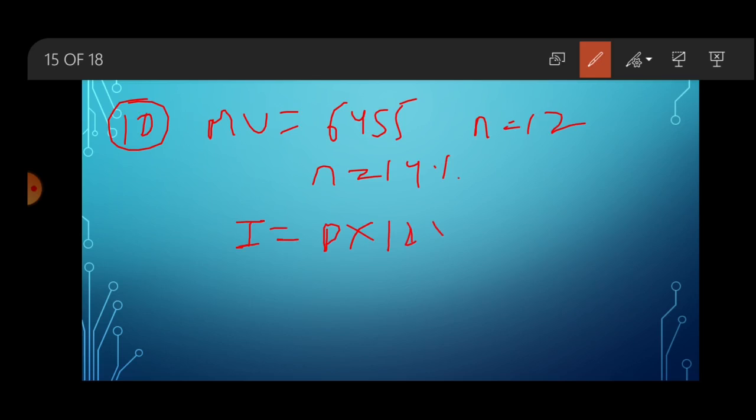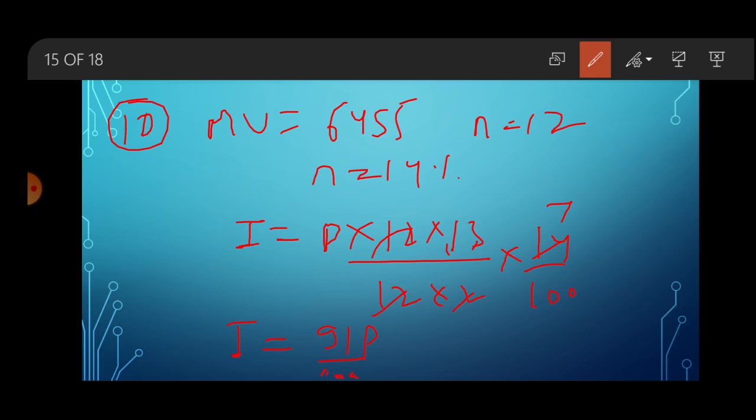So 12 into 13 divided by 12 into 2 into 14 upon 100. So 12 will be cancelled. 2 sevens are 14. Okay, so your interest will be equal to 13 sevens are 91 P upon 100. That is your 91 P upon 100. I think you will be able to understand.